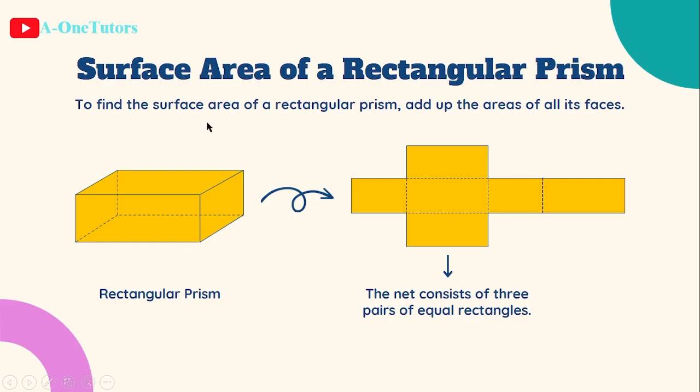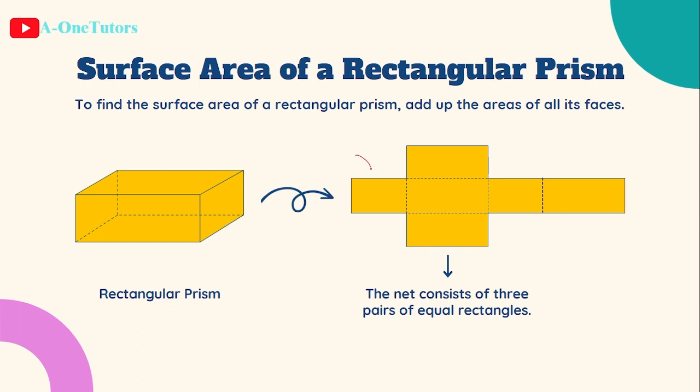Now, let's learn how to find the surface area of a rectangular prism. As we all know, a rectangular prism has 6 faces, and finding the area of each individual face and adding them results in the surface area. One thing to highlight is identifying the faces. A rectangular prism has 3 pairs of opposite faces. Each pair consists of 2 rectangles that are identical in size.